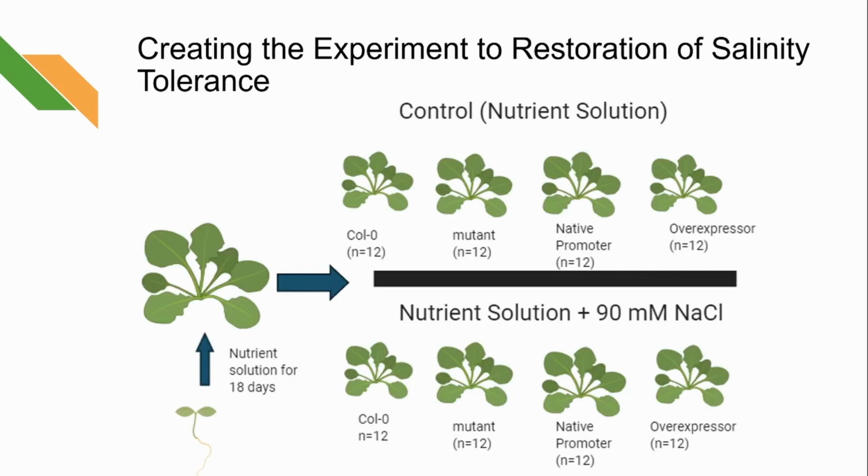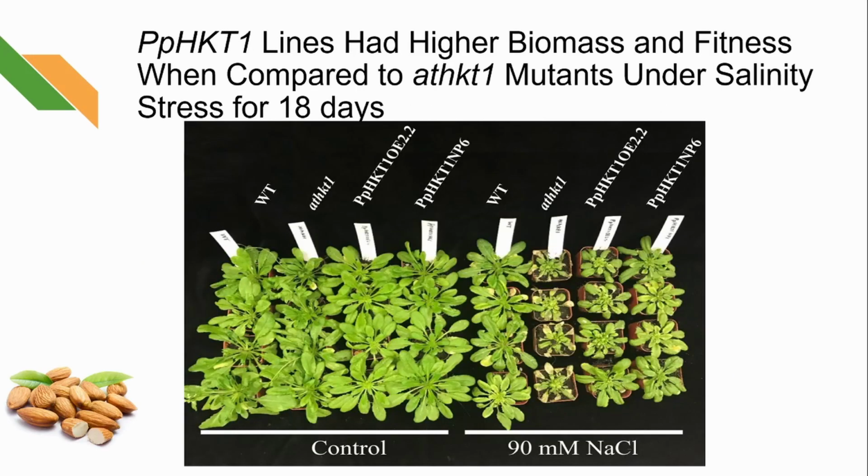Now, our goal was to conduct multiple salinity tolerance assays and see how the lines fared. All of the plants were germinated on agar plates, and then the seedlings were placed on soil medium and grown with a nutrient solution for 18 days. From here, using a sample size of 12 for each line, we created a control and experimental group, with the control receiving a nutrient solution for another 18 days, and the experimental group receiving a nutrient solution alongside 90 millimolar sodium chloride. Here is a sample of the results.